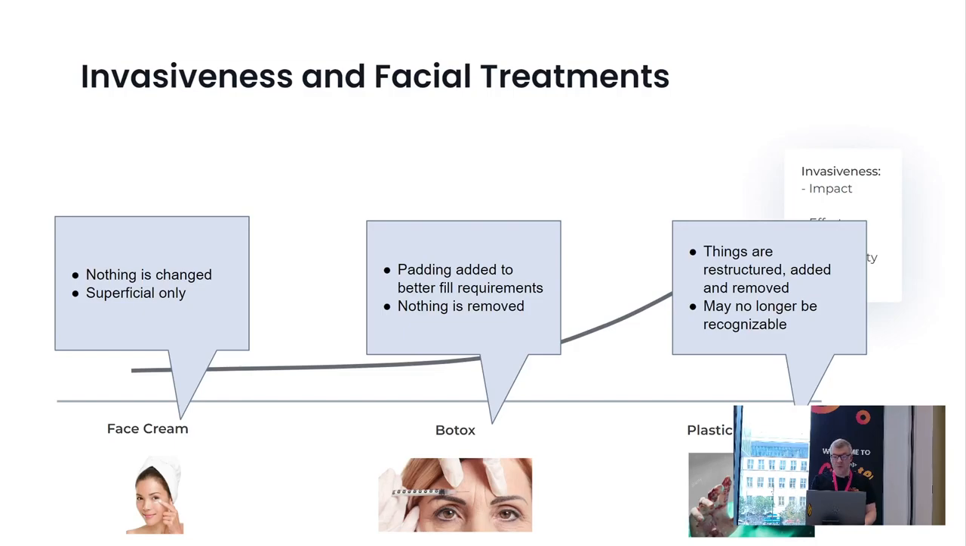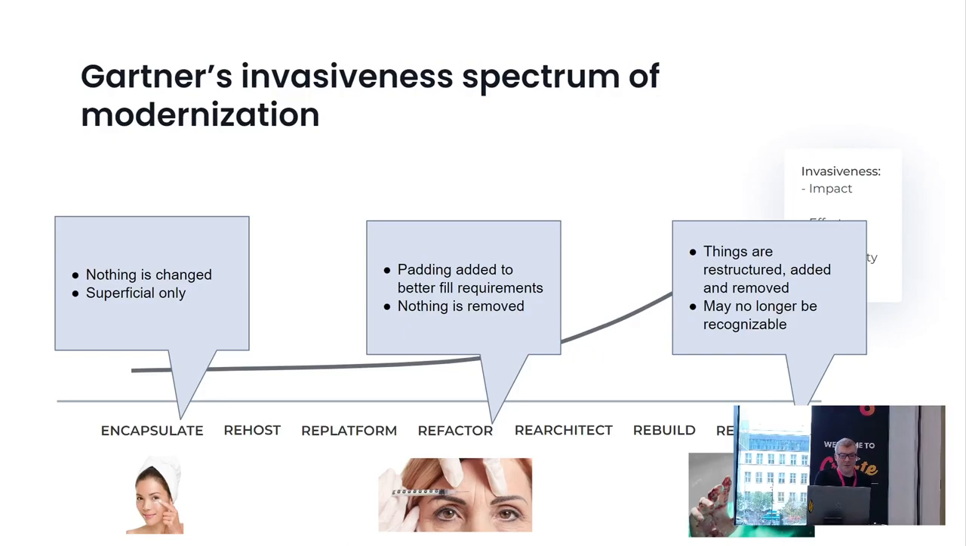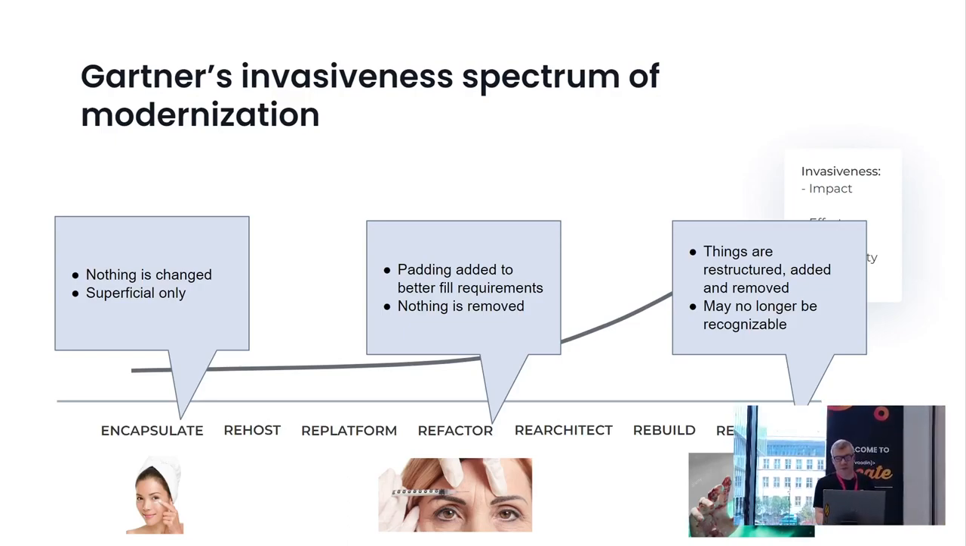Now we can overlay the Gartner invasiveness spectrum on this facial treatment spectrum. We can put encapsulate, rehost, replatform, re-architect, rebuild, and replace. And these descriptions are going to fit pretty well, especially on the two extremes. With encapsulate and rehost, really nothing is changed, and what we're changing is just the periphery and anything that's superficial. With rebuild and replace, yes, we're absolutely removing things, and we're absolutely adding things, and it could be that we need to retrain our users when we're done.